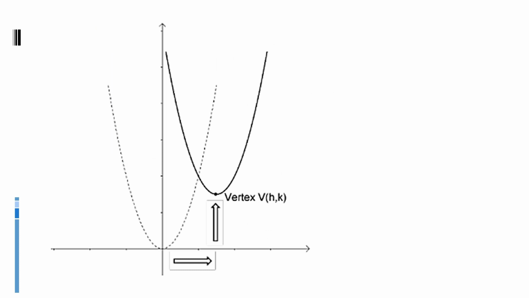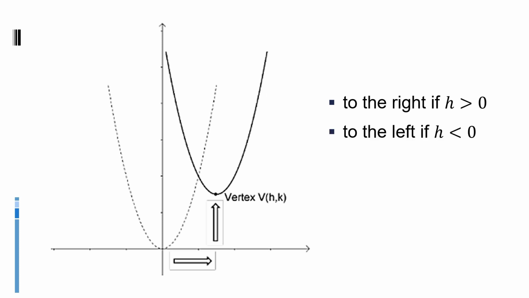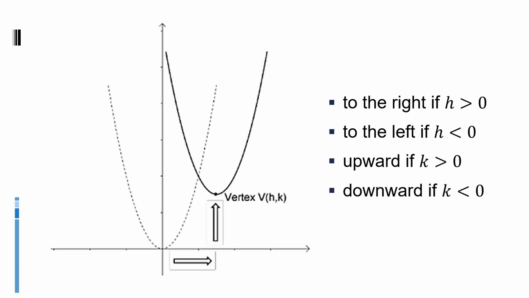Let's recall that the curve defined by the equation y equals f of x minus h is just the curve defined by y equals f of x, but translated h units horizontally and k units vertically. To be particular, it is translated to the right if h is greater than 0, translated to the left if h is less than 0, translated upward if k is greater than 0, and downward if k is less than 0. So we will use this to find the equation of a parabola with vertex at (h, k).